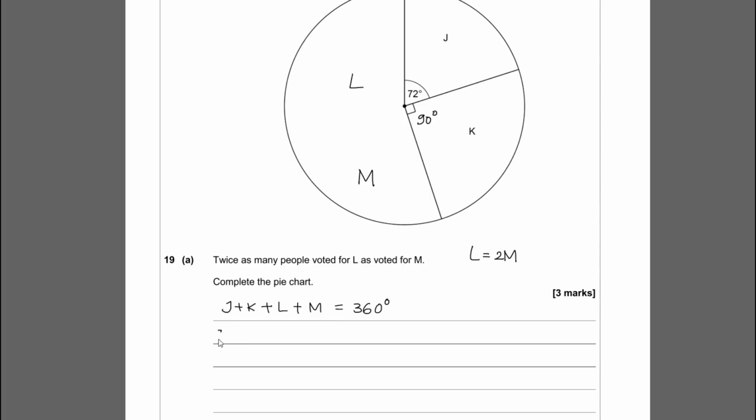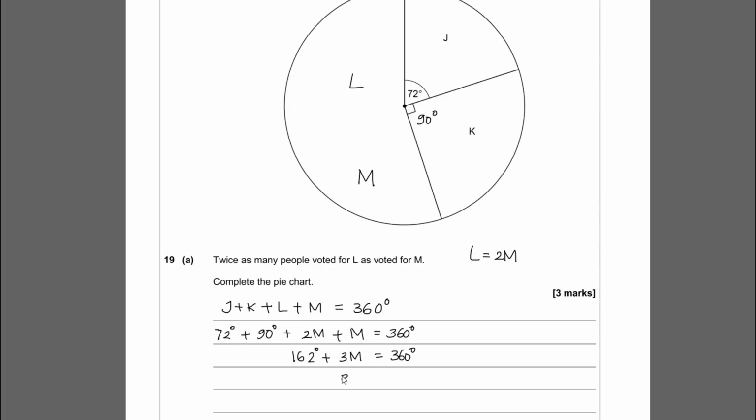And J, we know it is 72. For K, we know it's 90 degree. For L, we know only a clue of it, so it's 2m. I replace L by 2m because I want to get rid of the L variable. So we have only the m variable here. It is m and still 360 degree. 72 add 90, it's 162. And we have 2m and m, it should make 3m. It's 360.